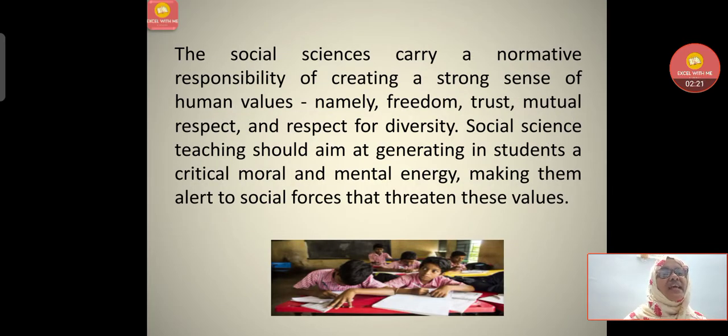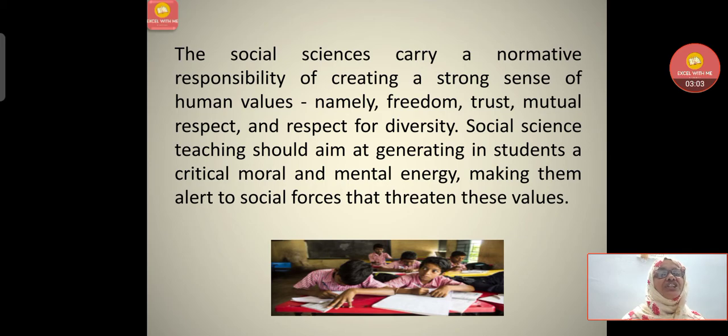The social sciences carry a normative responsibility of creating a strong sense of human values, namely freedom, trust, mutual respect and respect for diversity, because our country is a country which has diverse cultures, religions, regions, castes, creeds, languages, and so on. So, for the freedom, trust, they need to understand mutually and respect others' religion and also the languages. So, we have to respect our diversity.